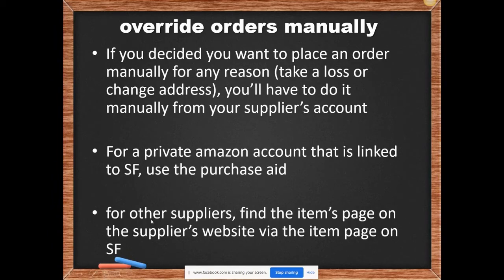Okay, so but if it's not an Amazon order, if it's from other suppliers, right? So how do you find the item page? Well, you can find the items page on the supplier's website via the item page on SaleFreaks. So what do I mean? You're inside the order page, right? Because it fell in the purchase issues. So you're in the order page, right? From the order page, you can access the items page on SaleFreaks. And from the items page on SaleFreaks, you can access the items page on the supplier's website.